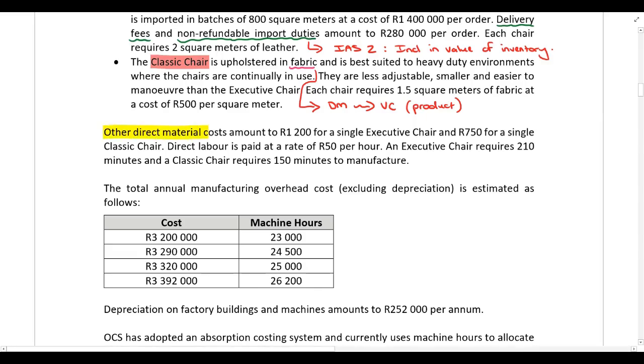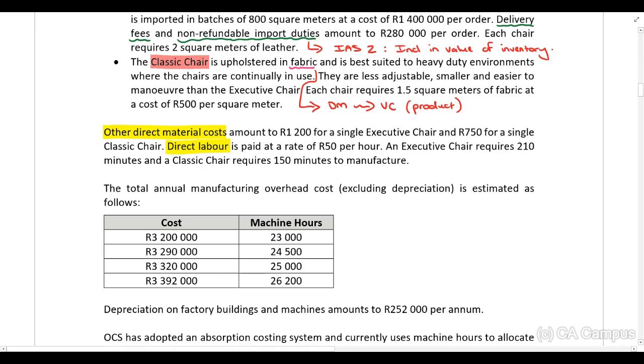Other direct material costs amount to 1,200 Rand for a single executive chair and 750 Rand for a single classic chair. Direct labour is paid at a rate of 50 Rand per hour. An executive chair requires 210 minutes and a classic chair requires 150 minutes to manufacture. Alright, so we've got two other costs over here. We've got other direct material costs and we have direct labour.